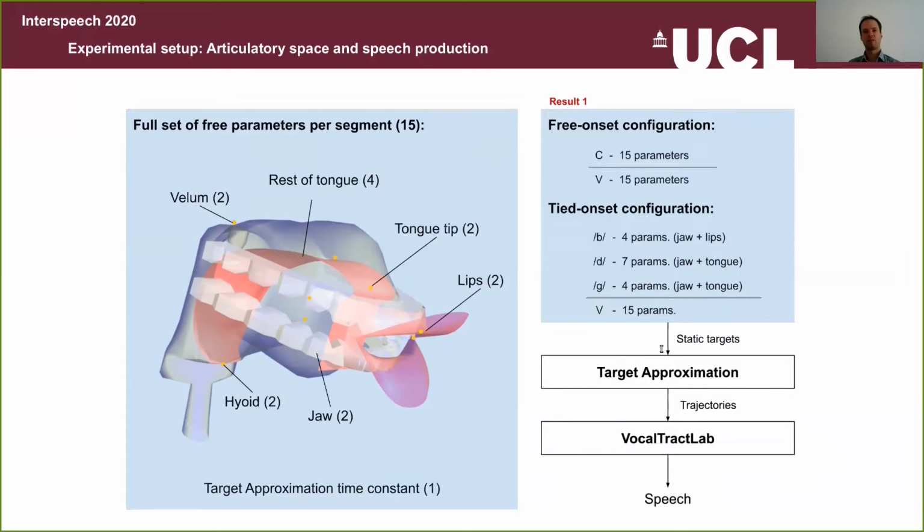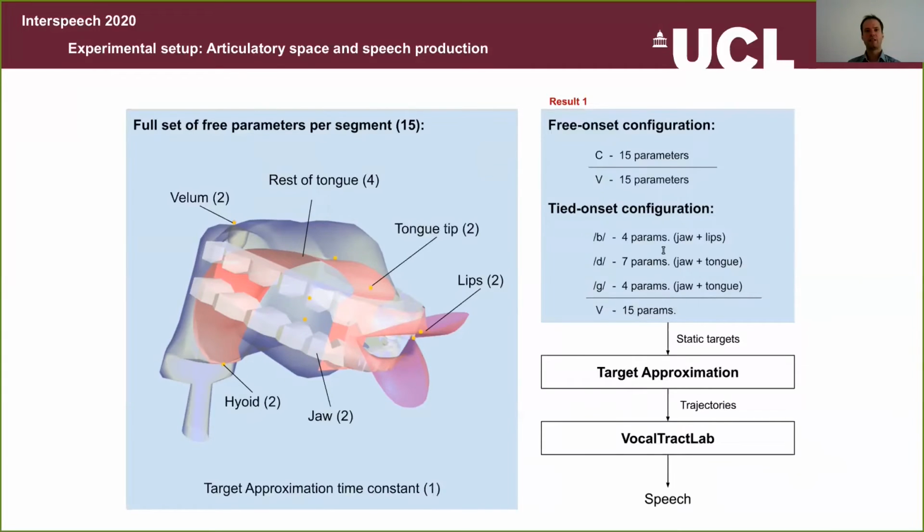In our first experiment, we compared allowing both the consonant and vowel segments the full set of 15 free parameters, which we called the free onset configuration, with reduced sets depending on the consonant, shown here as the tied onset configuration. In the tied onset configuration, the undetermined consonant parameters are shared with, or tied to, the parameter values found for the vowel segment. This is motivated by the interpretation of co-articulation as the simultaneous movement of non-conflicting articulatory dimensions associated with the consonant and the vowel, all commencing at the onset of the syllable.